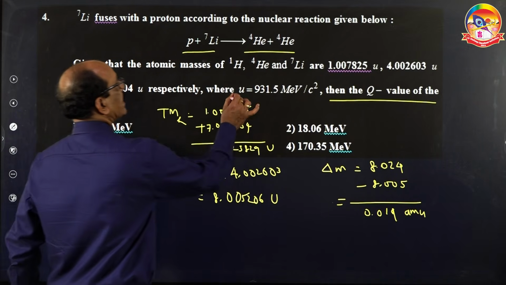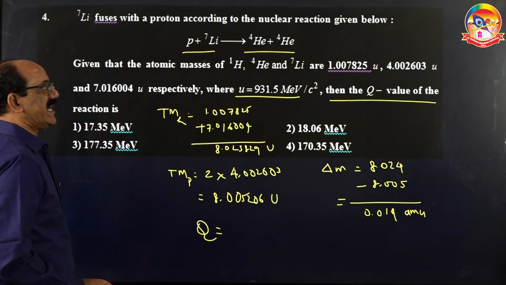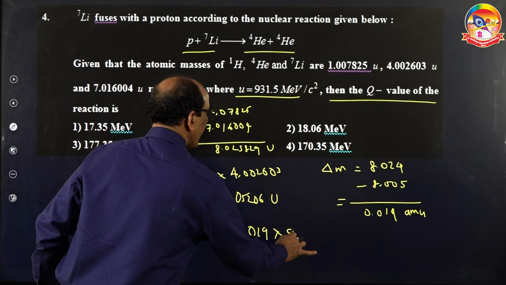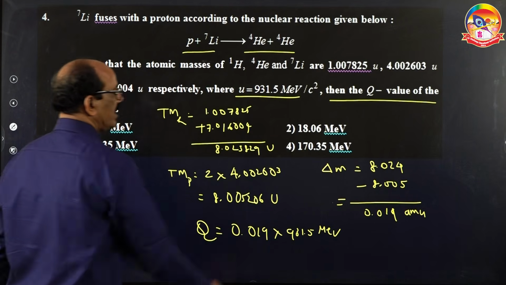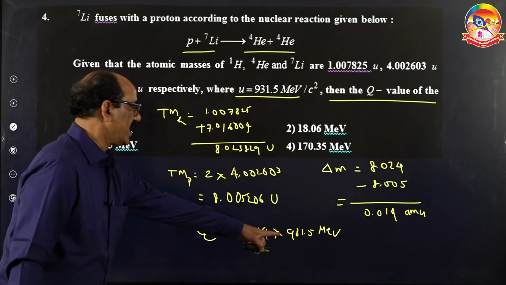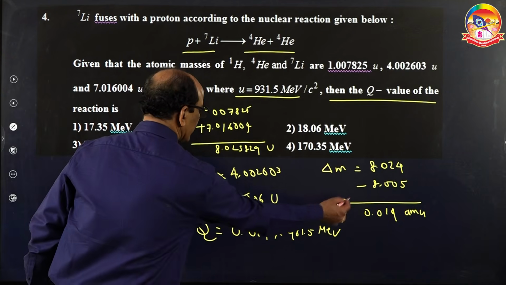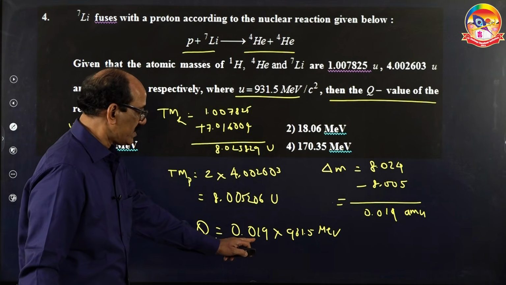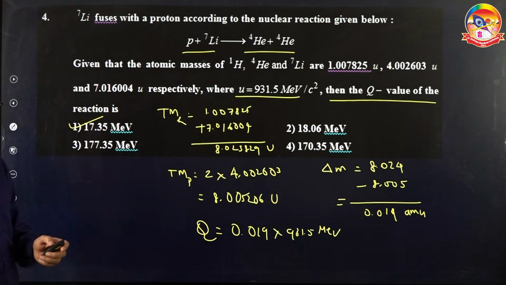For each AMU we get 931.5 million electron volt. Therefore the Q value, which is the released energy, is given by 0.019 times 931.5 million electron volt. If you take it as approximately 0.02, it is 18.63, obviously greater than this. So slightly less than that, we get 17.35 million electron volt.